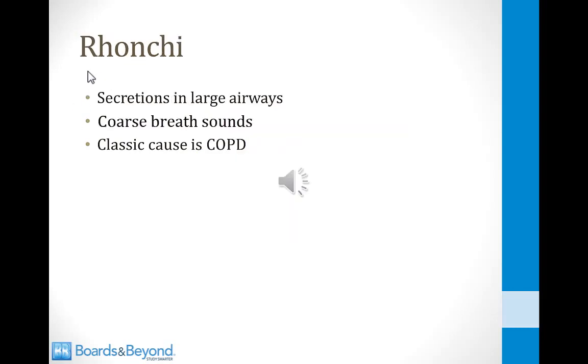Next abnormal lung sound are the rhonchi, and this happens when there are secretions in the large airways, and this causes the breath sounds to sound coarse. And the classic cause of rhonchi is COPD. You will hear them diffusely in the lung fields in patients who are having a COPD exacerbation. And I've got an example of this to play for you now.